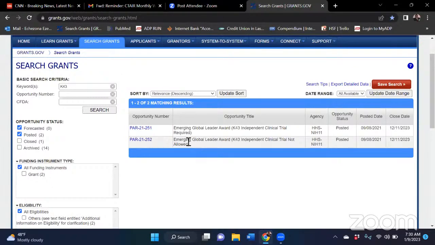The difference between these 2 is that the second one here, the PAR 21-252, does not require an independent clinical trial for the person who is in training. What they will allow you to do is identify areas that you want to learn expertise in. So for example, let's say you are a pediatrician and you finish your training, and you say, okay, I want to focus on sickle cell, and my focus is to reduce mortality among individuals with sickle cell disease.